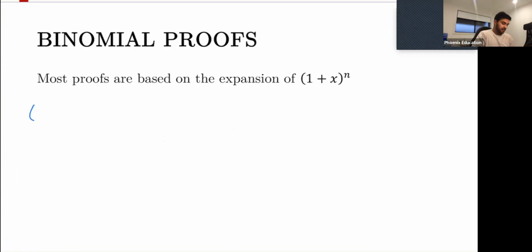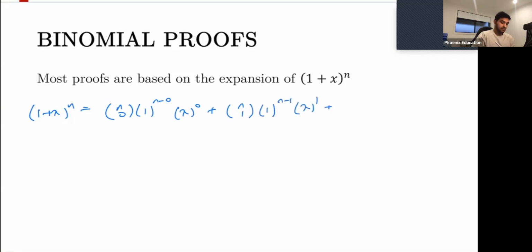So pretty much all these proofs are based on the fact that (1 + x) to the power of n can be expanded out in this way. So let me just write this out, and then I'll talk us through it. Let me just skip to the last term. Okay, so this can be expanded in this way. Hopefully you've learned this if you are being assessed on this topic.